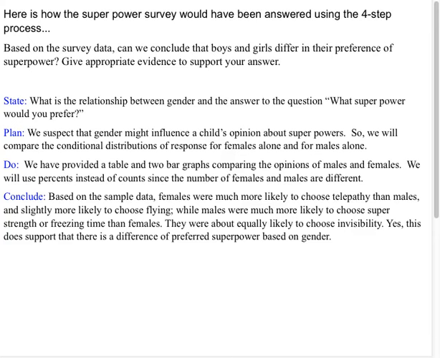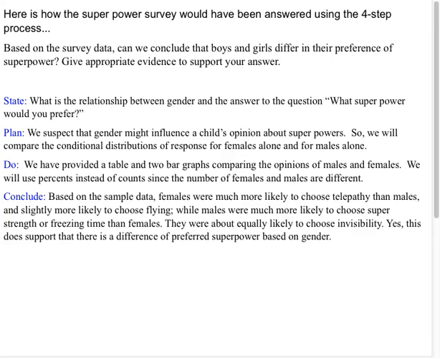The do step. We have provided a table and two bar graphs comparing the opinions of males and females. We will use percentages since the number of females and males are different. Okay, so again, note here, I didn't show the bar graph again because that was previously done, but this step is where you show calculations, show your graphs, stuff like that. Again, we already did that, so I'm not going to go back and redraw any of the graphs you've already done.